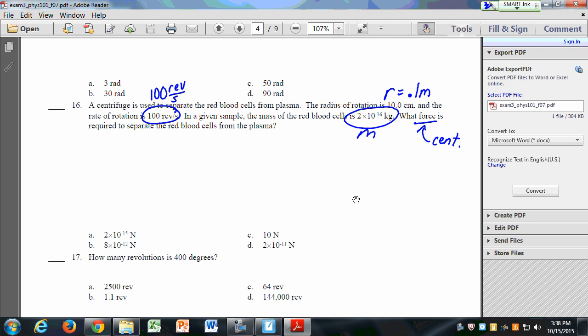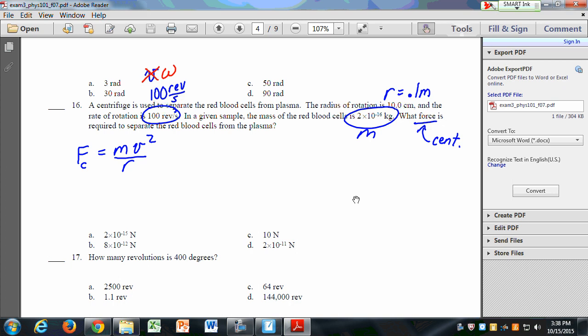These blood cells are zooming around in a circle, right? They're in your centrifuge. They have the centripetal force which is acting upon them. So the force that's acting on them is mv squared over r. But I have to jump through some hoops to get this data into the right units. Because notice here, I have not v, right? This is a measure of what? It's 100 revolutions per second. It's omega.